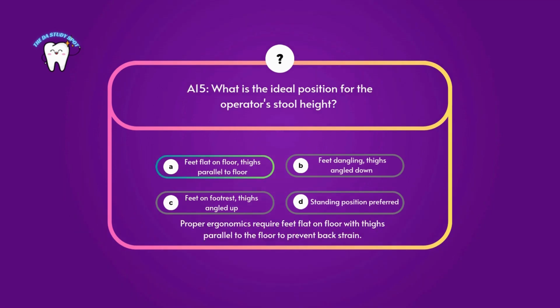The answer is A. Feet flat on floor, thighs parallel to floor. Proper ergonomics require feet flat on floor with thighs parallel to the floor to prevent back strain.